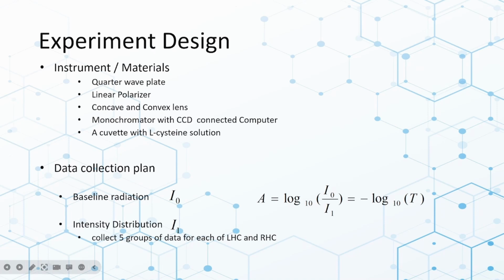Just like the equation shows here, to obtain the data of absorbance, we need I0, the baseline radiation, which is the intensity received without our molecules, and I1, which is the intensity actually passed through our molecules. So we measure the intensity I0 with water and cavity, but no compound inside. And we measure I1 with all the sample, including water and cavity. We take 5 groups of data for each of LHC and RHC.